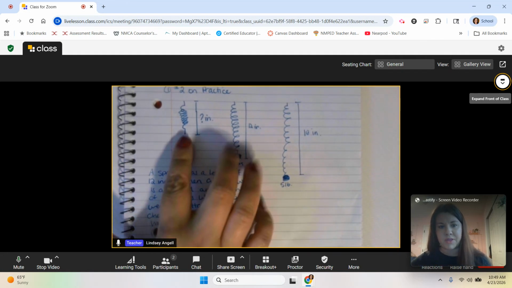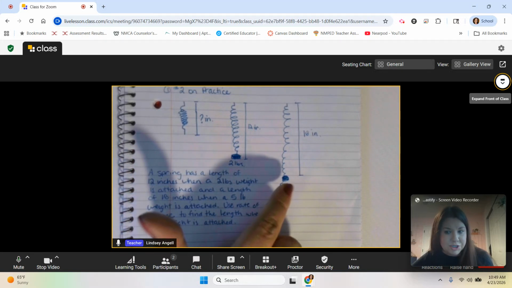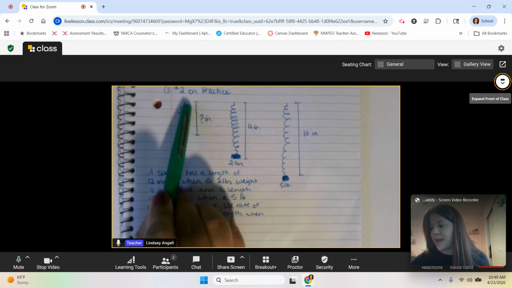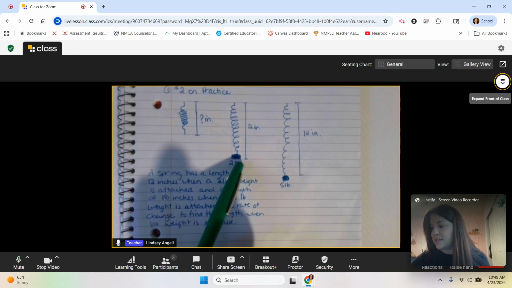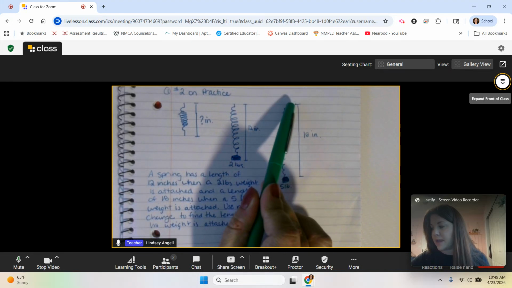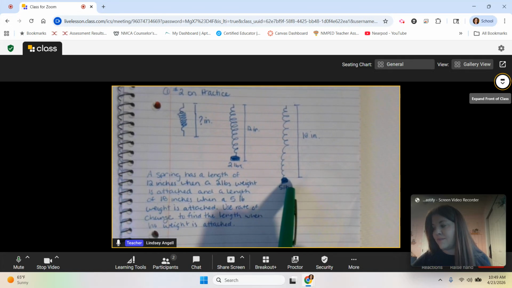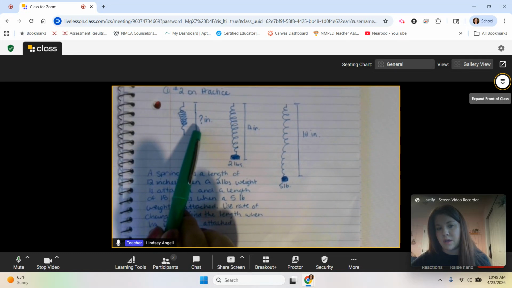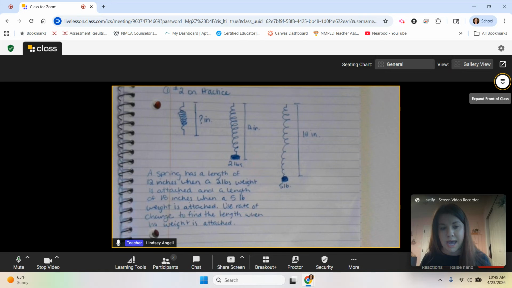Well, first we've got this picture. These are springs, just so you know. I know they're not the best drawings in the world. The ones in your lesson look better. This one has no weights on it. This one is 12 inches long and it has a 2-pound weight, and this is 18 inches long with a 5-pound weight. And so we're looking for this right here, is how long is it when there's no weights attached.